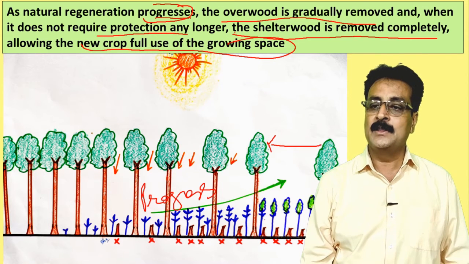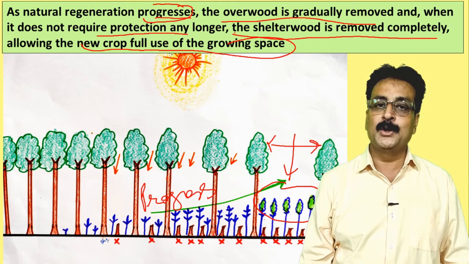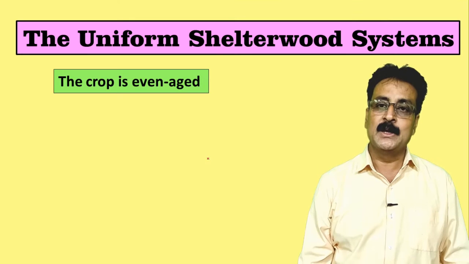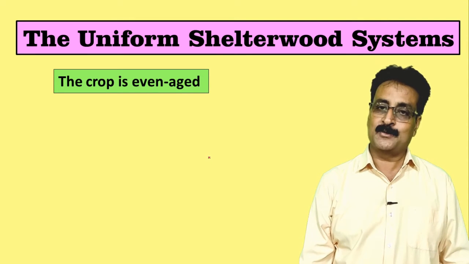allowing the new crop to use the growing space. Now we can see this is the growing space where we allow this new recruit, which has turned up to pole stage and is becoming a young tree, to use the full space and become a big tree. Then we remove the shelter. So that is the Shelterwood system.